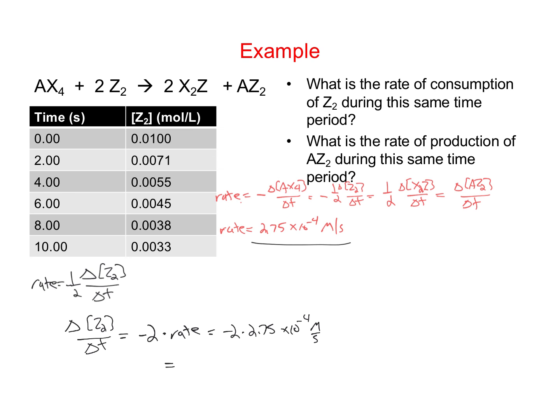And so we get minus 5.50 times 10 to the minus 4 molarity per second.